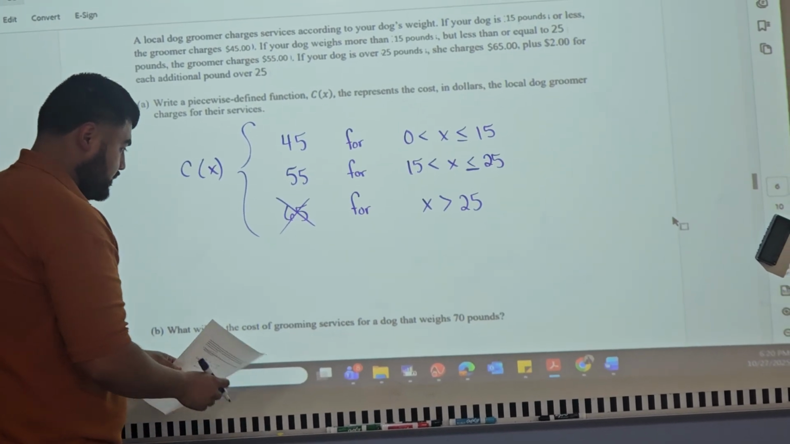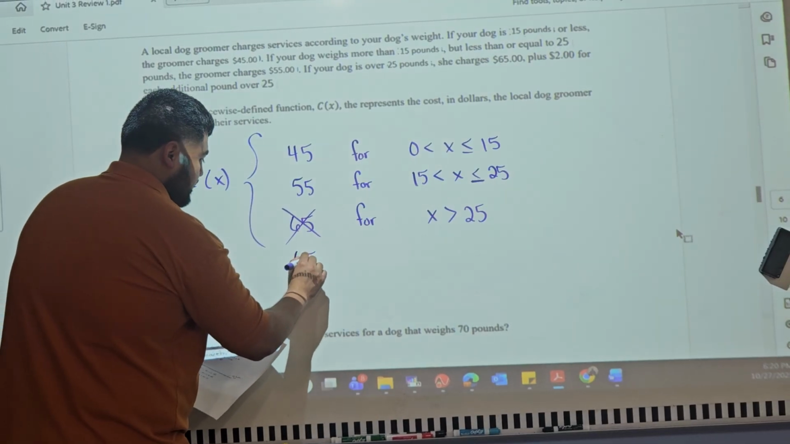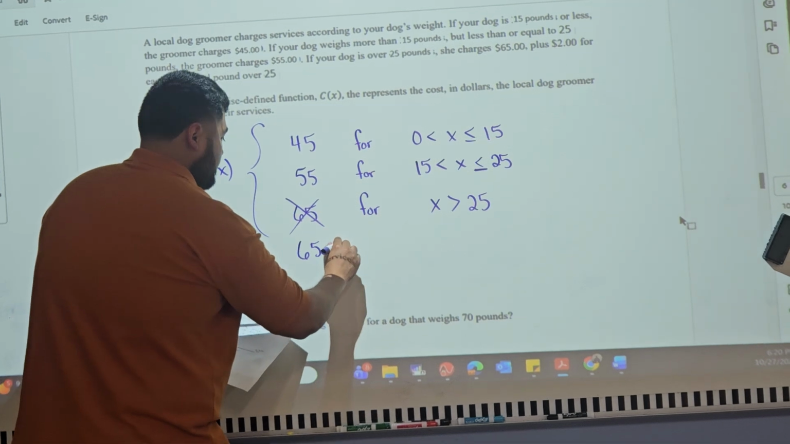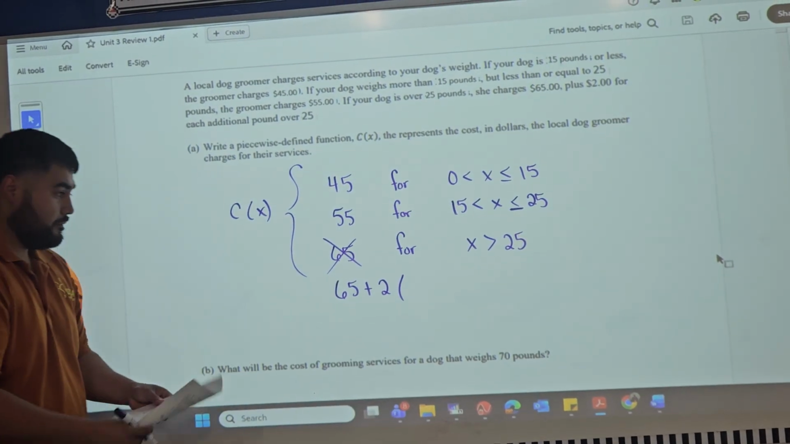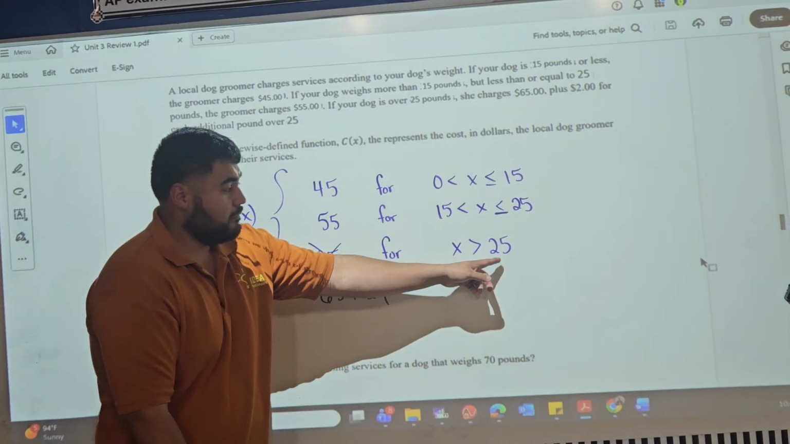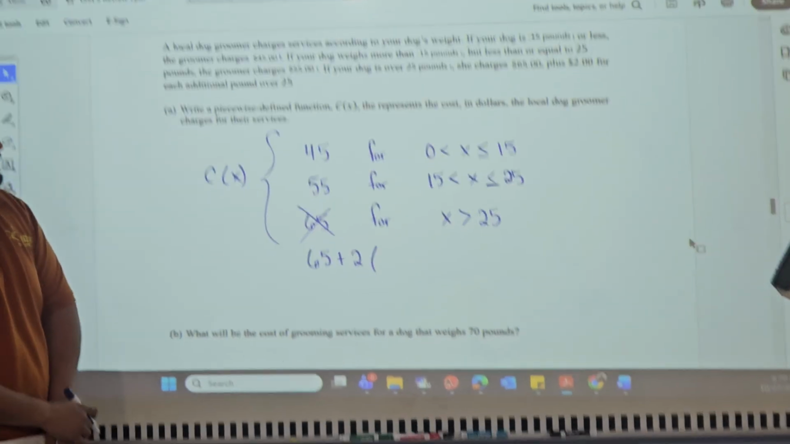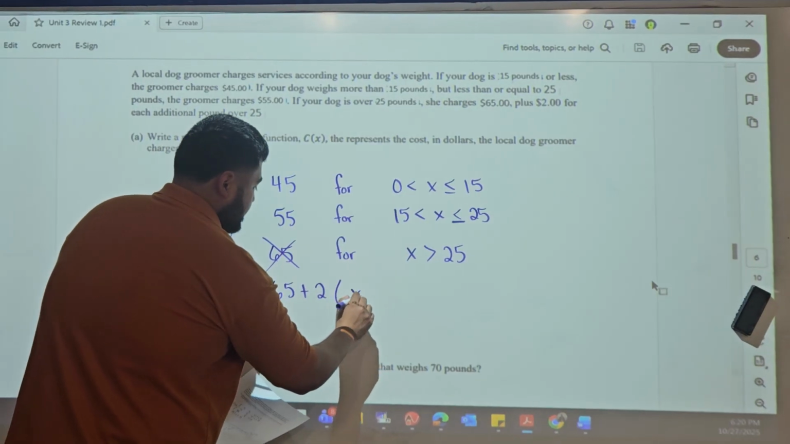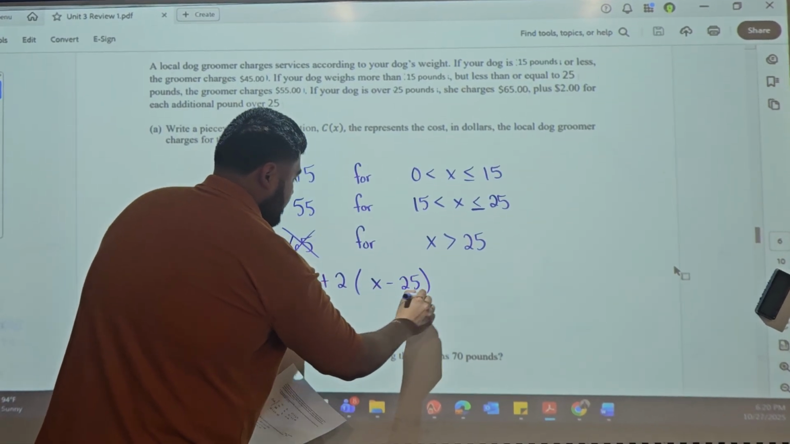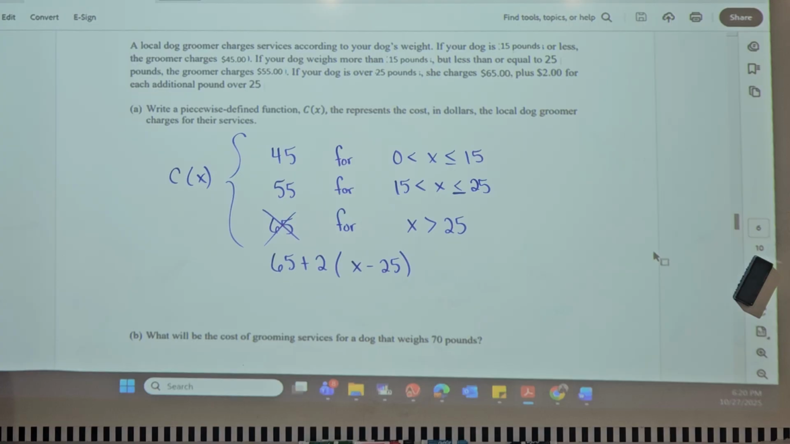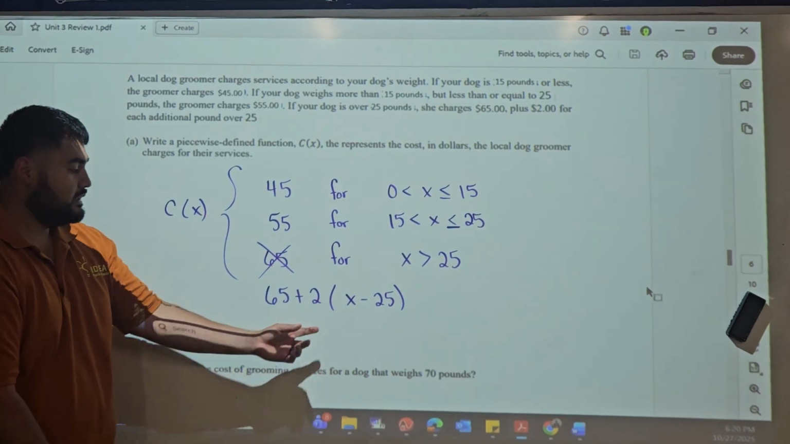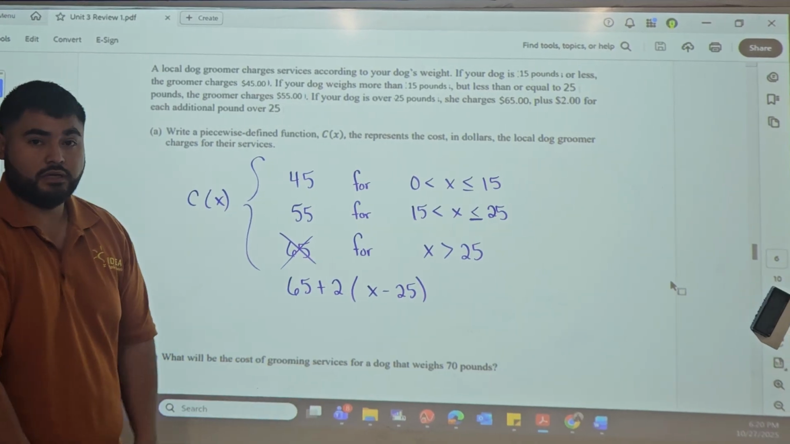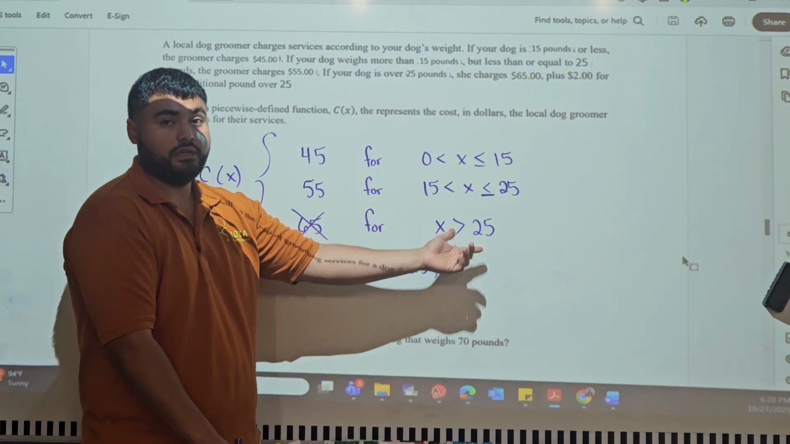So now, how do we put this into perspective? You start off with 65, but now you have to include anything above. So we're going to put a 2, and then since we're focused on the pounds, anything higher than 25, you turn this into a little miniature expression where we have x minus 25. So every pound over is charged. Let's say it's 26, so 26 minus 25, that's 1 pound. That's $2 per pound over 25.